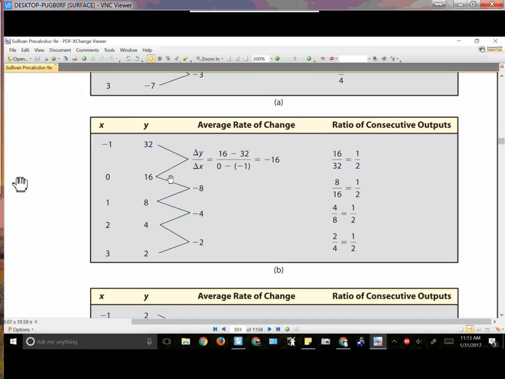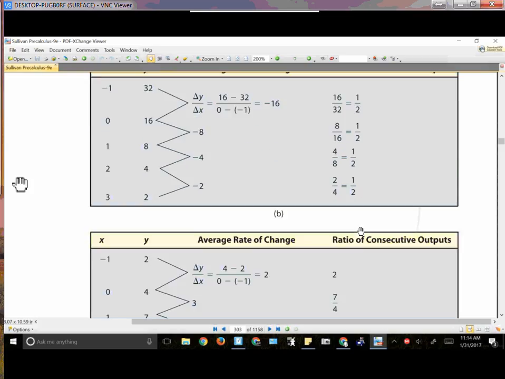When I take a look at this one, it's going down. It's not going down by a linear function. It's going down by a specific amount. What is that specific amount? Well, we take a look at the ratio, and we see that it's by half. Exponential.